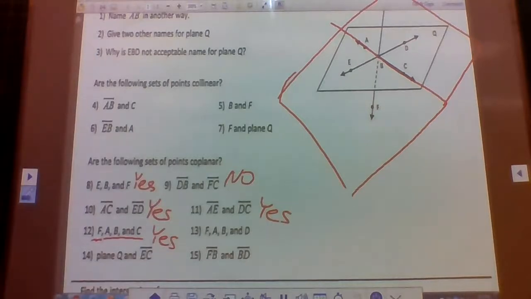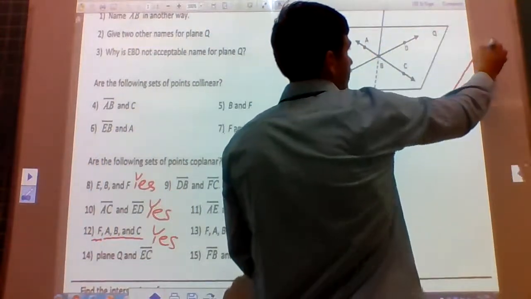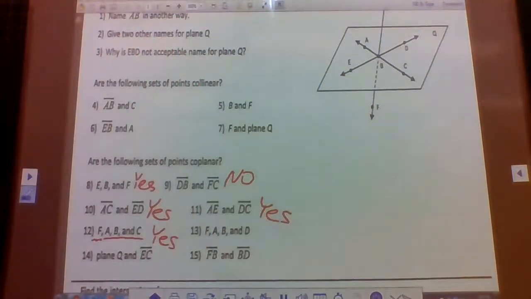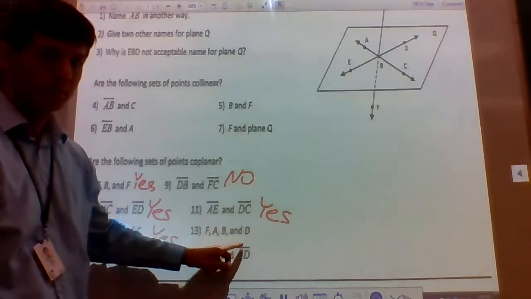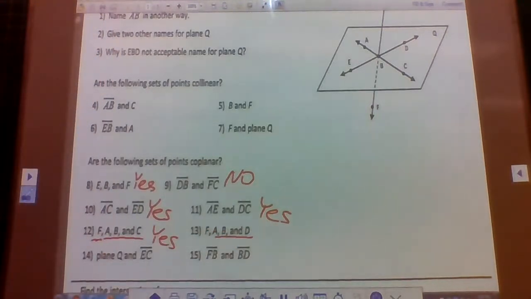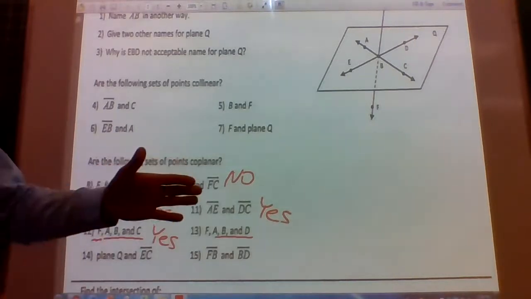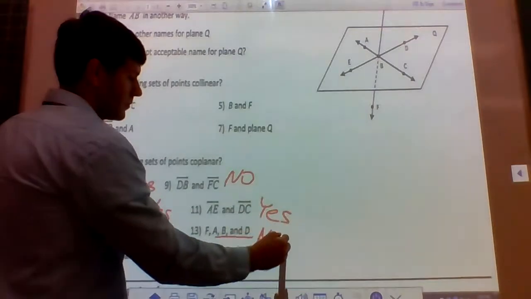F, A, B, and D. So again, we know A, B, and D are in the plane Q. And any three non-collinear points will form exactly one plane. That's our postulate. So there's no other plane that A, B, and D can be a part of other than plane Q. And since F is not in that plane, we know these are not coplanar.